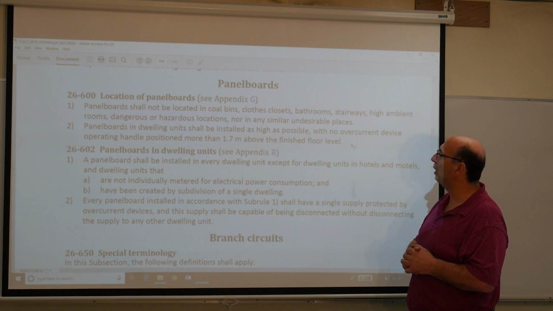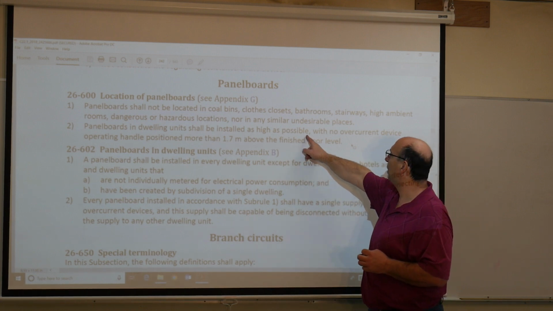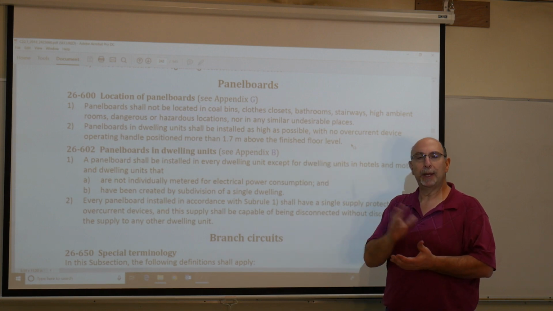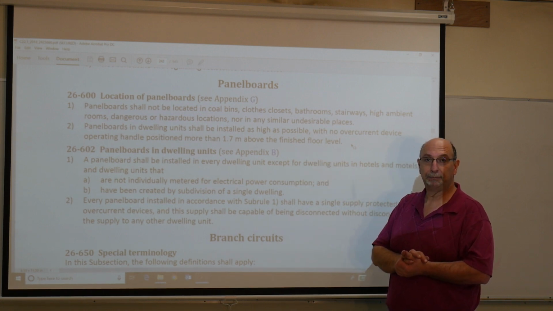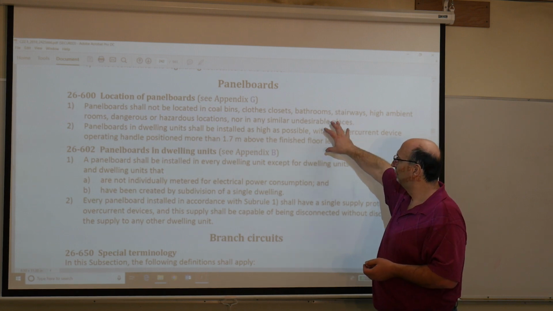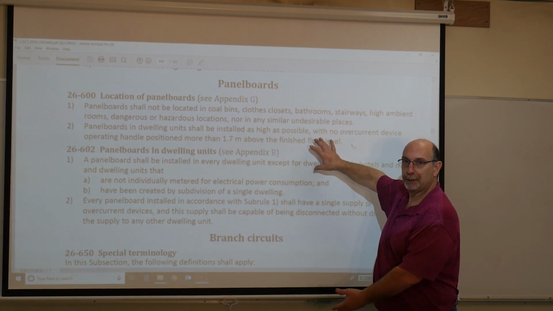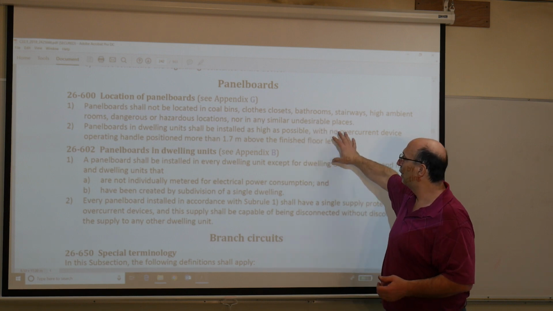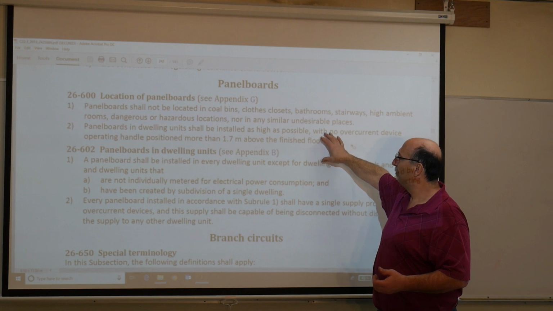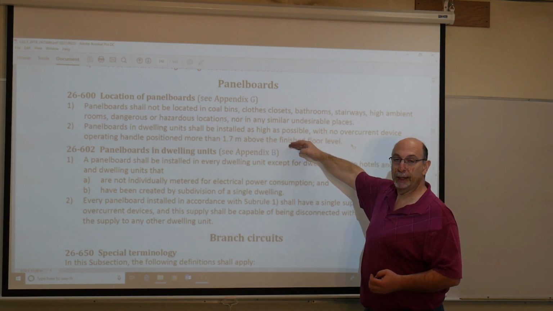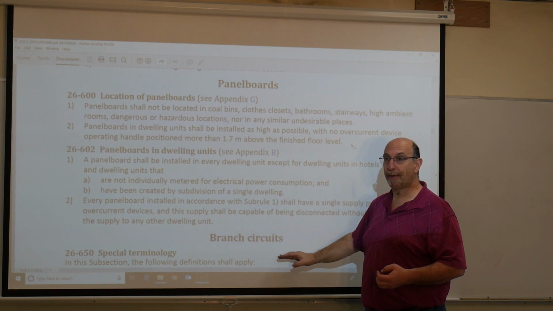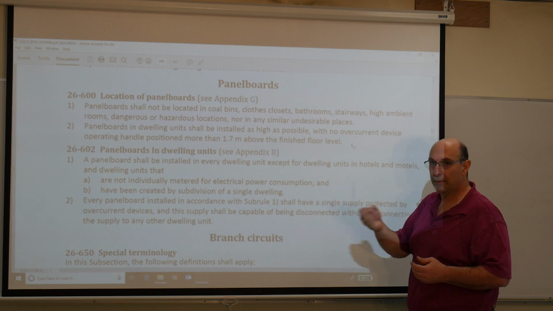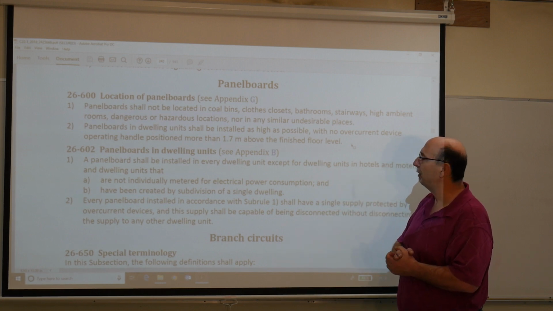It just says panel boards in dwelling units shall be installed as high as possible with no overcurrent device, etc. How do you deal with persons with disabilities? You can't mount the panel up here and expect a person with disability to be able to reach a panel board overcurrent device up here. So what this is saying is the panel board can't be higher than the 1.7 meters, but it can be lower than. So that's how we deal with individuals with specific disabilities, is we suit them.